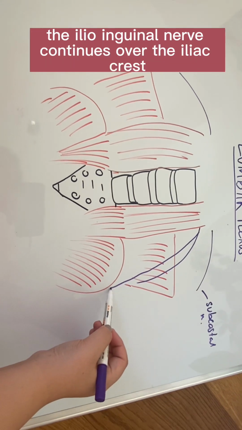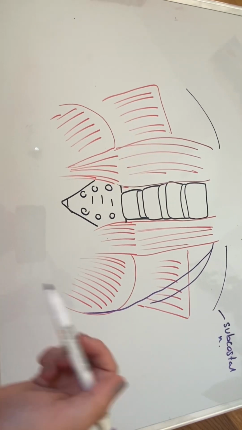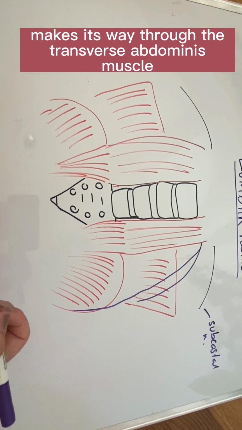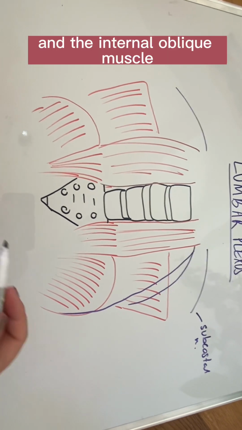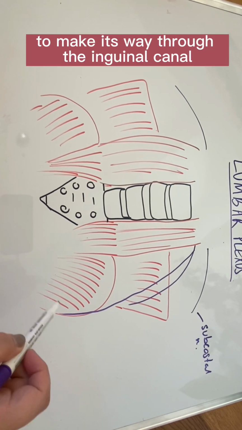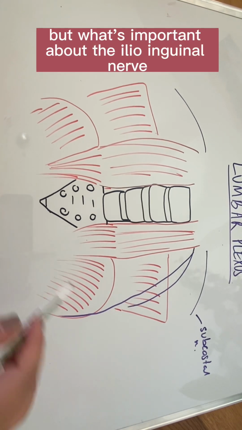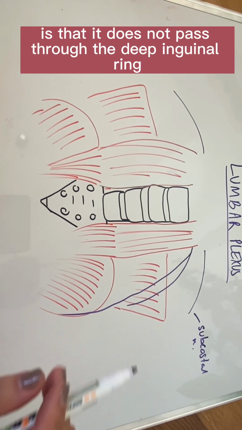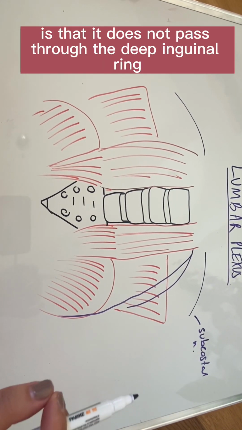The ilioinguinal nerve continues over the iliac crest, makes its way through the transverse abdominis muscle and the internal oblique muscle to make its way through the inguinal canal. But what's important about the ilioinguinal nerve is that it does not pass through the deep inguinal ring.